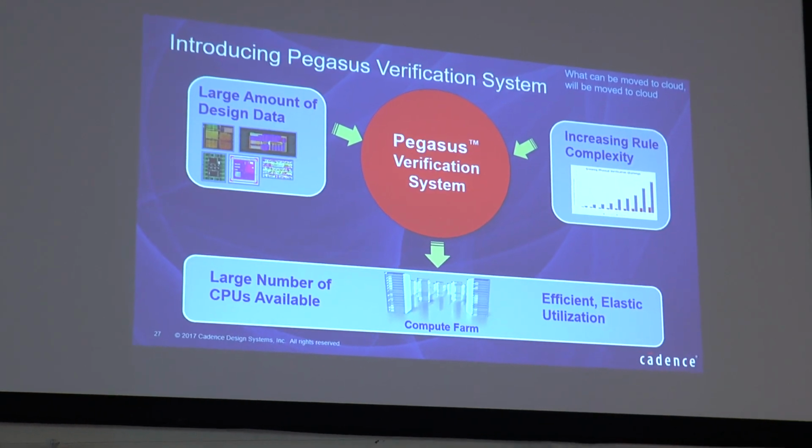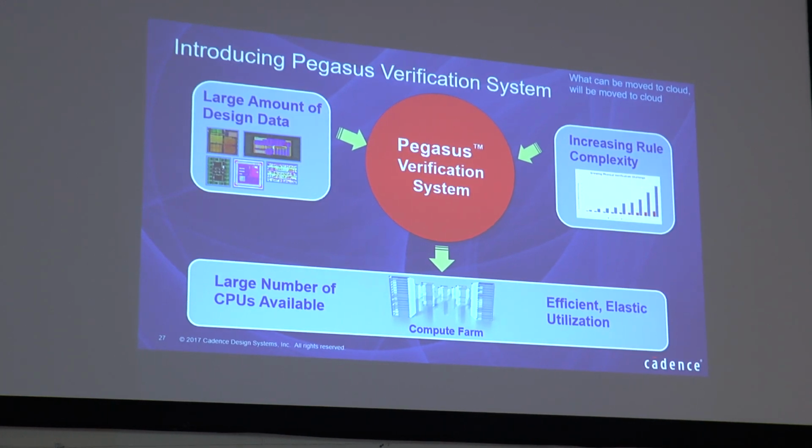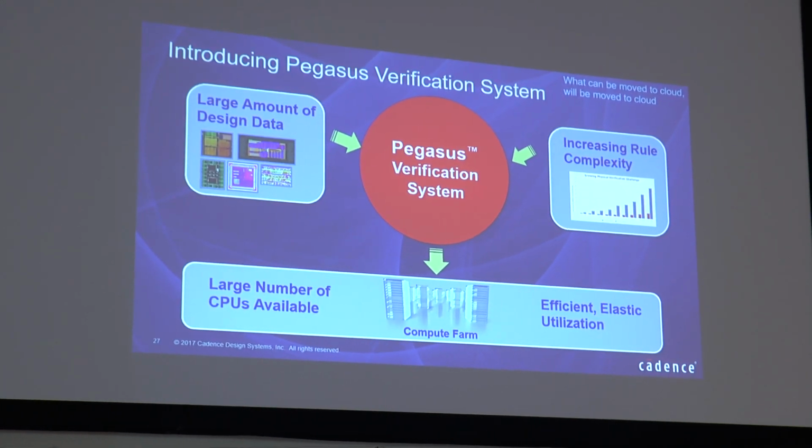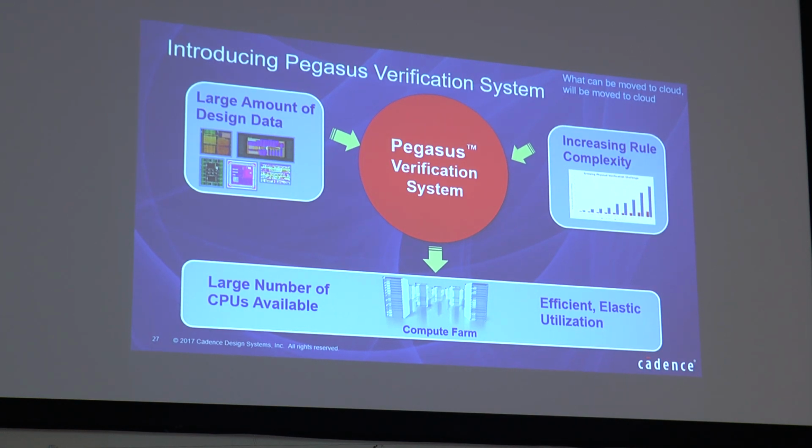And actually, last year, a university in Israel, Bar-Ilan University, got access to this tool. They did a tape out on a 16 nanometer design, and then they wrote a paper about how to use the tool, and presented it at our CDN Live. It was a very nice example of collaboration with a university. So, next slide.